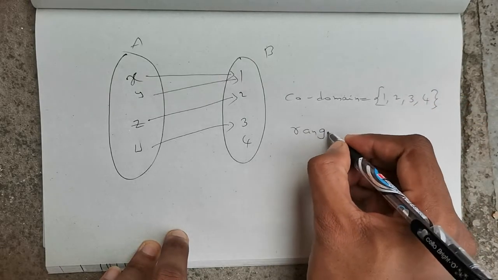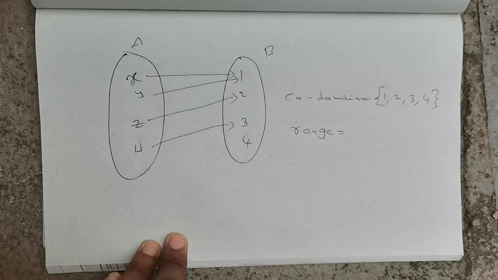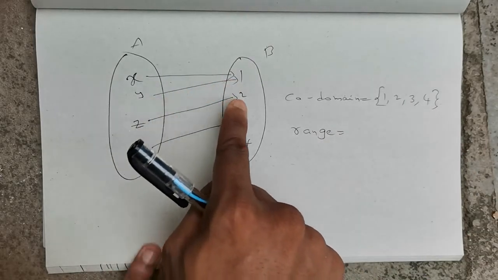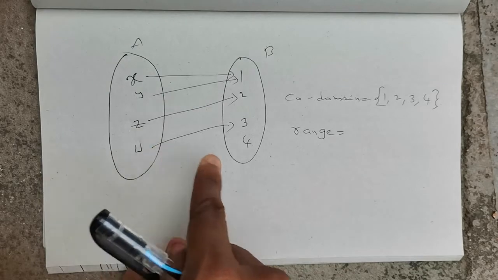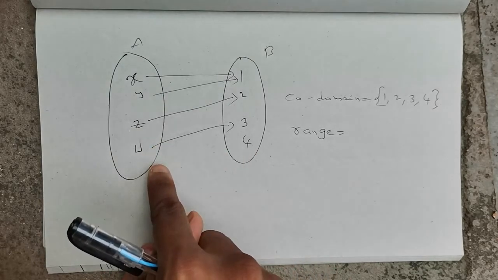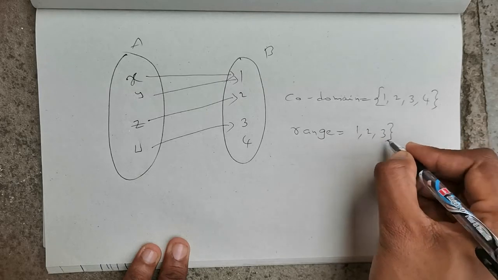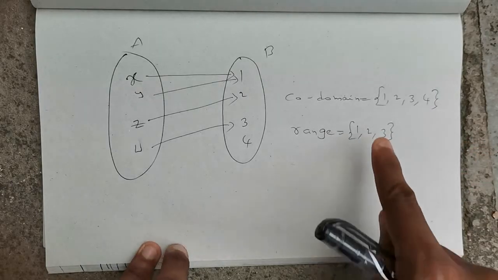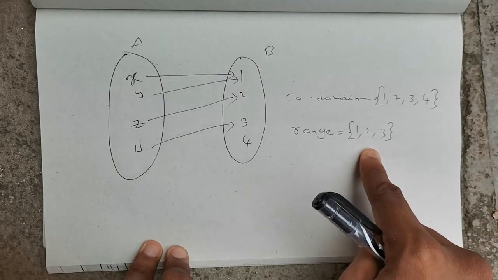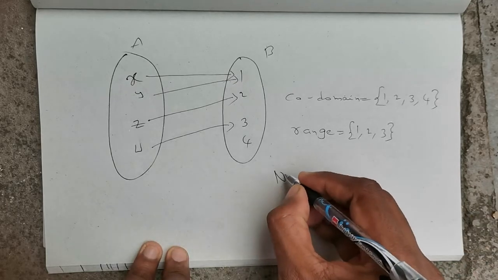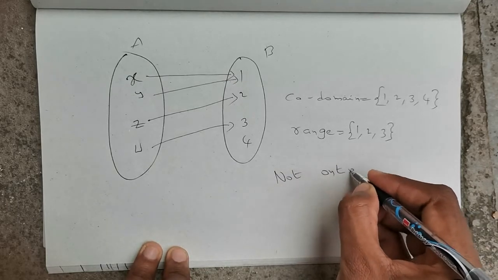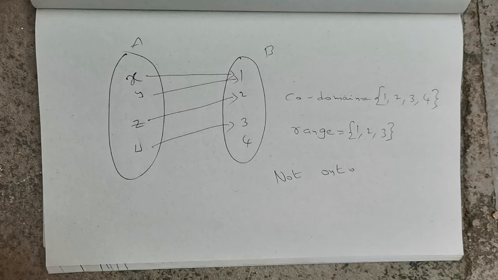Whereas range, the elements which are having connection, 1 has connection, 2 has connection, 3 has connection, but 4 does not have any connection. So the range is 1, 2, 3 only. Here codomain and range both are not equal, then it is not onto function.